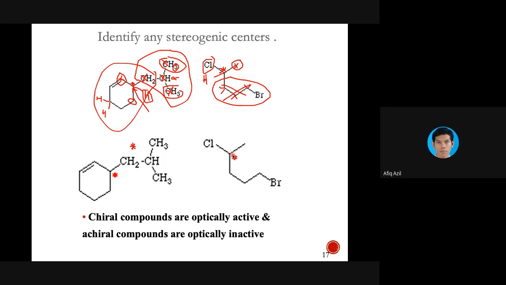You just have to find the carbon that is bonded to 4 different atoms or groups of atoms. So find the carbon that is bonded to 4 different atoms or groups of atoms. An atom is like this, chlorine. A group of atoms, for example, is like CH3 or this whole other carbon chain.